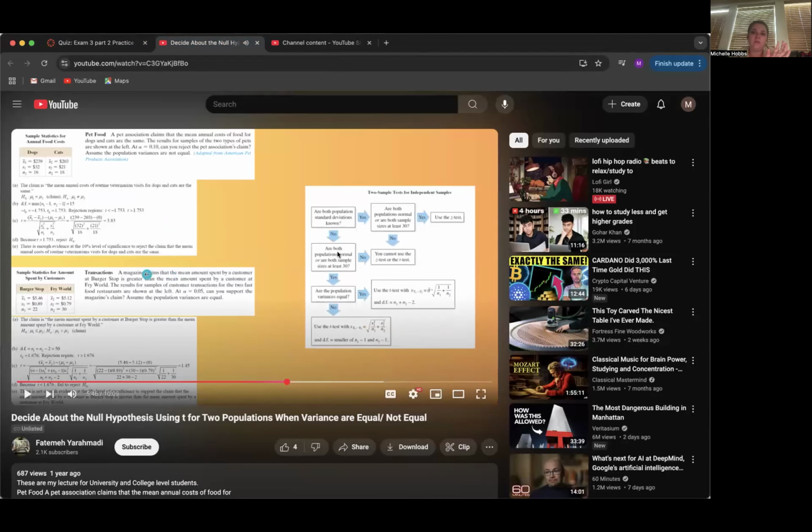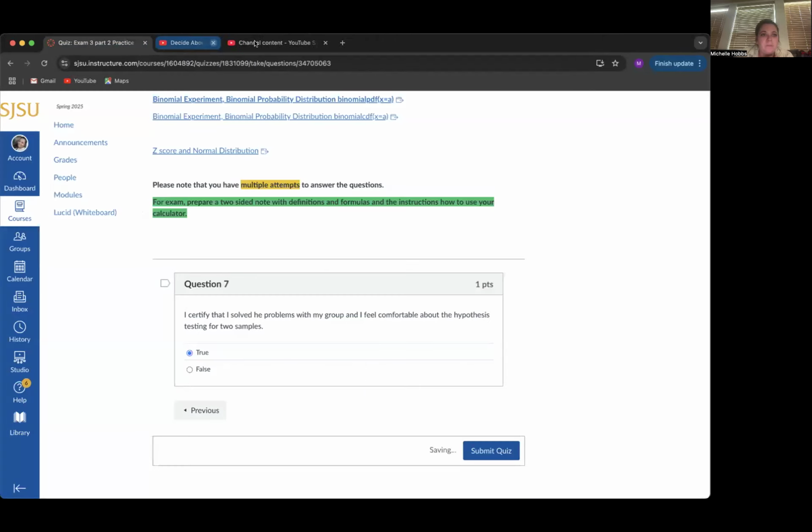Okay, and then I answered that question by looking at the numbers here. 10% is higher than 1%. And then for this one, 0.5 is lower than 1%. So I was able to answer those questions. And that completes part 2 of the practice exam.